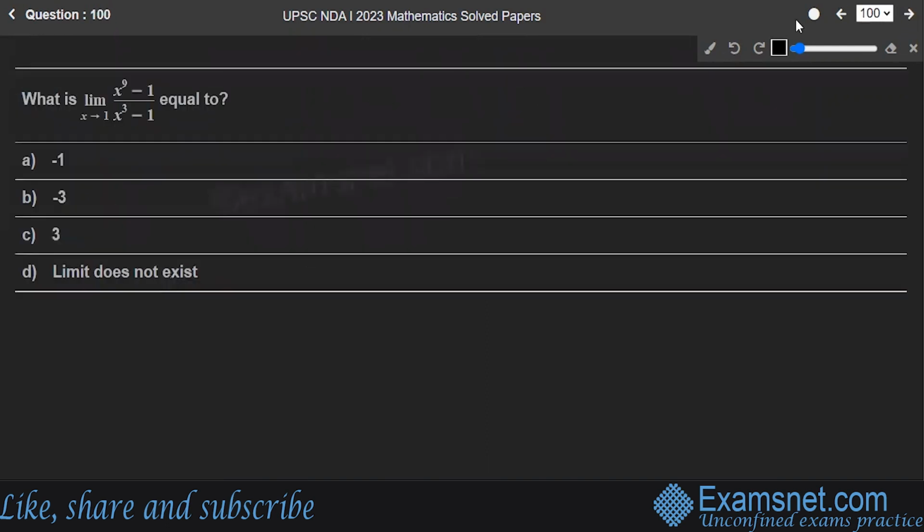Next is question number 100. This is the last question of this paper. It says, what is the limit of x raised to power 9 minus 1?